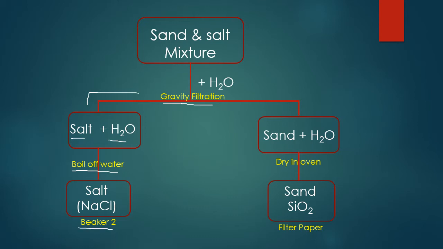Now let's look at what happened to the sand. Going off to the right, when we do the gravity filtration, the sand is going to get stuck in the filter paper because the sand is insoluble in water and will still be a solid. So now what we have is sand on the filter paper, but it's wet sand. That sand does have water in it, so we need to get that water off. To do that, we're going to place the filter paper in the oven to evaporate off that water. Once it's in the oven long enough and the water has been evaporated, we will have the sand, or the silicon dioxide, by itself on the filter paper.